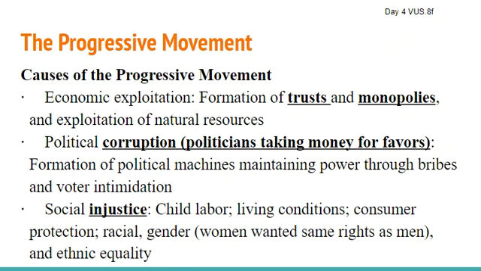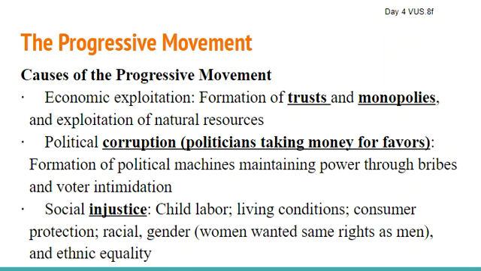And the causes of the progressive movement were economic exploitation, the formation of trusts and monopolies, and exploitation of natural resources. So we talked last class about trusts and monopolies. That's where companies get together, or maybe one company completely controls a product, so it can become very expensive. We don't have them today, but it would be like if shoes cost $500 and you couldn't buy them anywhere else.